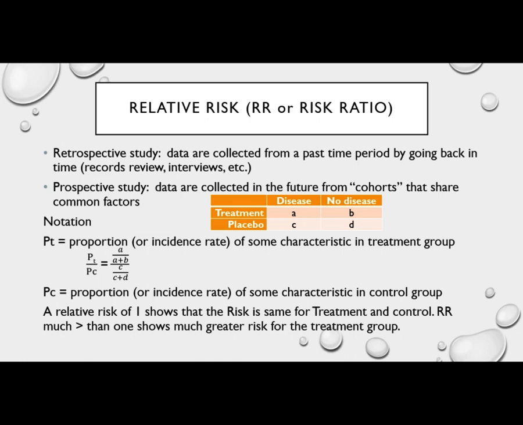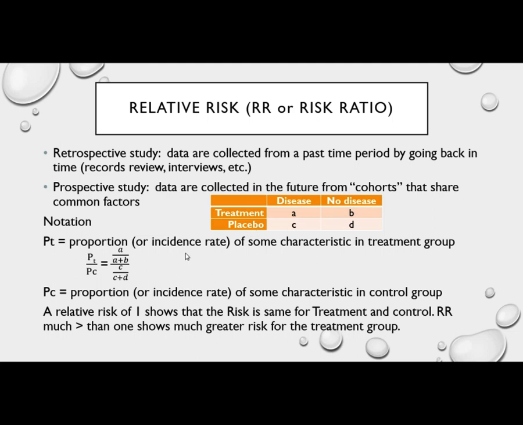We know that in retrospective studies, data are collected from a past time period by going back in time. We know this can also be a cohort retrospective study. Prospective studies are data that are collected in future from cohorts that share some common factor. So here's our notation. We've got treatment and disease, treatment, no disease, placebo and disease, placebo, no disease.